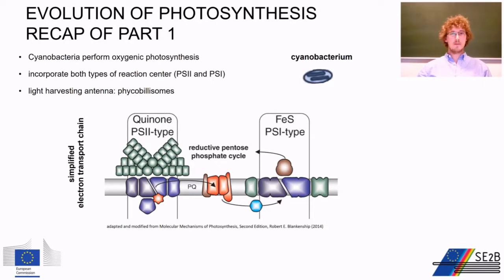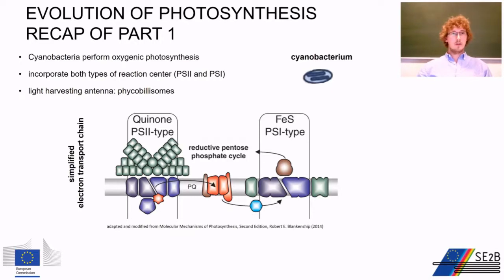So let's take a recap at cyanobacteria. Cyanobacteria are the only photosynthetic prokaryotes that perform oxygenic photosynthesis. They incorporate both types of reaction center modules in one electron transport chain, and they also have a specific light harvesting antenna called the phycobilisomes.